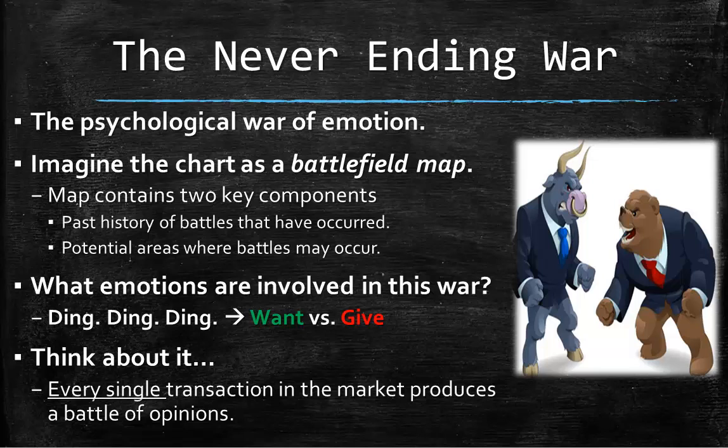So the two things here: where battles have occurred, and then the futuristic map where battles may occur. And what emotions are involved in this war? Well, hopefully you've put those pieces together, but ding, ding, ding, we have want versus give. That's it. Want versus give. Demand versus supply. However you want to look at it.